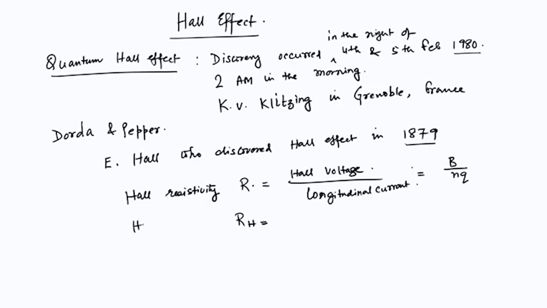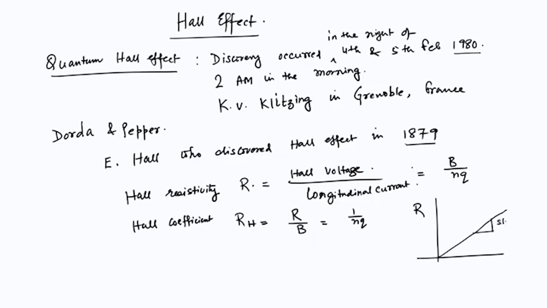And there is a quantity which is more familiarly used, which is called the Hall coefficient, which is R over B, which is equal to 1 over NQ, because we don't know whether the carriers are holes or electrons. That's why we want to leave it as Q. So this is one of the main findings, that the Hall resistivity is proportional to B, which means that the Hall resistivity will grow linearly with B like this, okay. And this slope is nothing but equal to 1 over NQ.